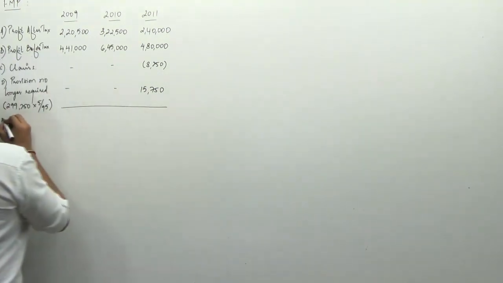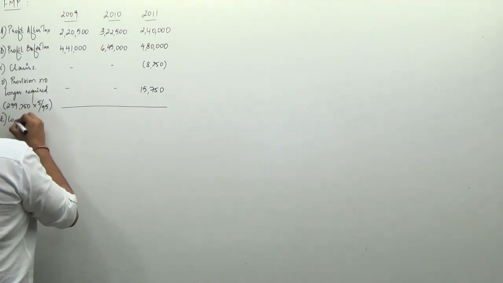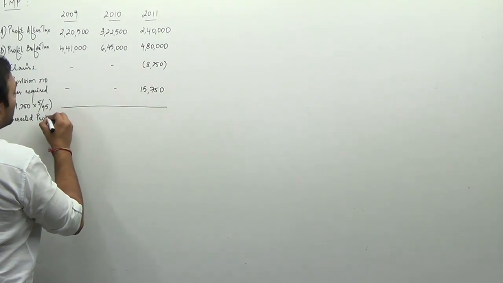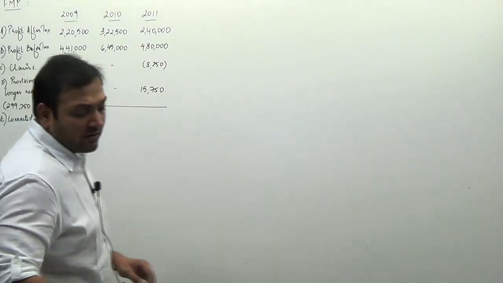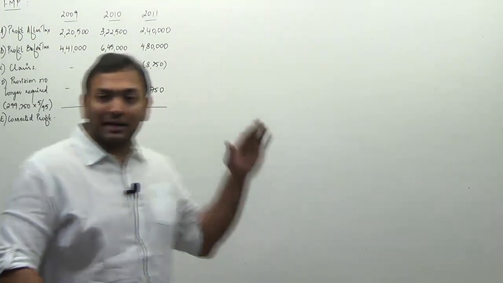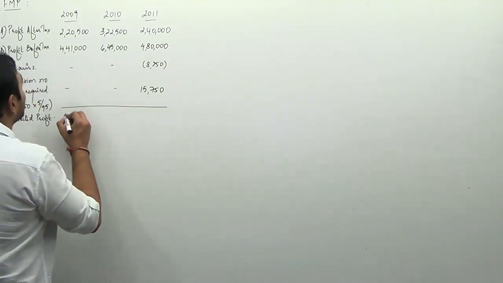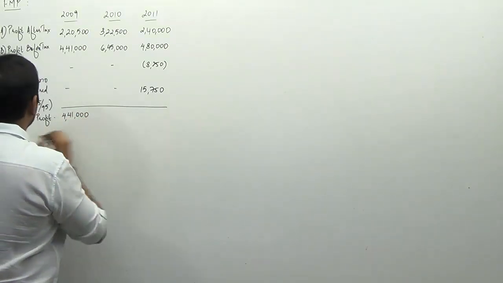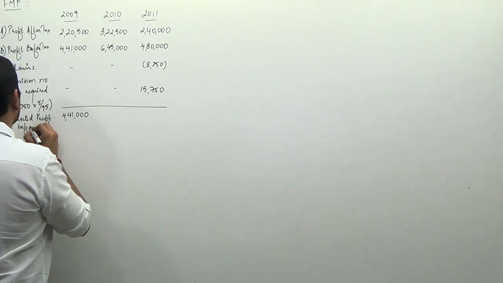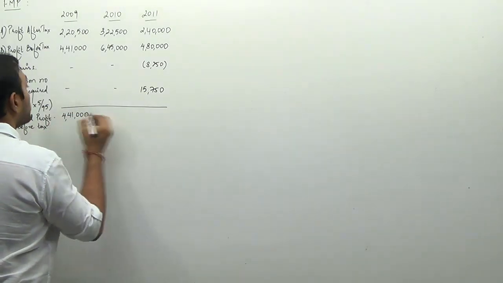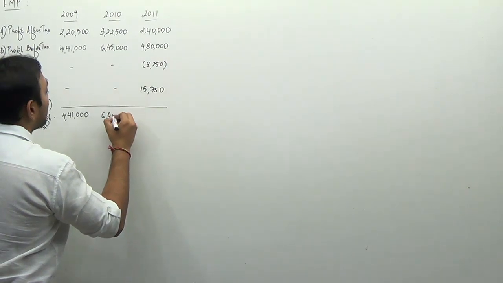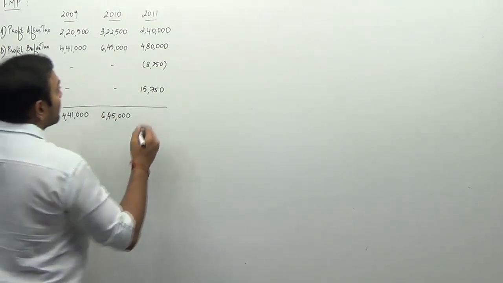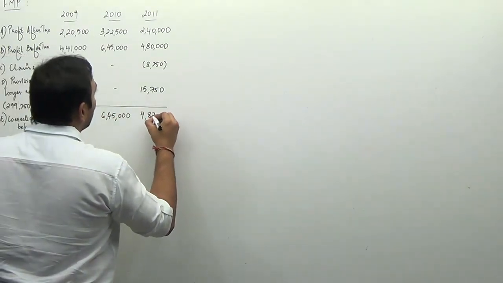This should give us corrected profits. There is an adjustment even to 2010, if you observe, which is regarding non-recurring items. Non-recurring items I'll deduct after the correction of corrected profits. So my corrected profits for the first year and second year are the same. Corrected profits before tax is what we calculated right now: 4,41,000, 6,45,000, and this one is 4,87,500.